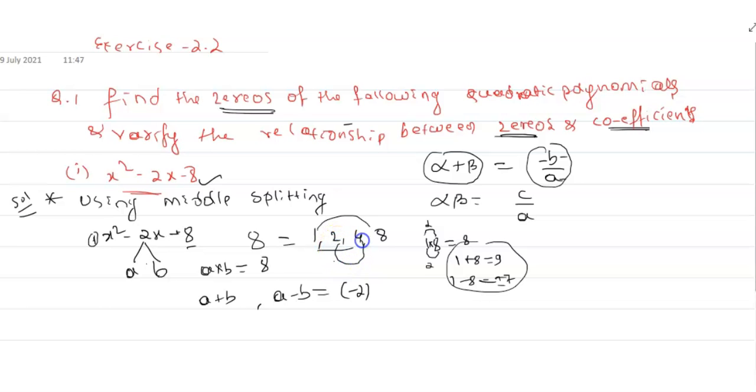Let's take 2 and 4. 2 into 4 gives you 8. When you subtract them, yes, you are getting 2. 2 is the middle term, right? 2 is the middle term here. So I'll split this number 2 into 2 and 4.